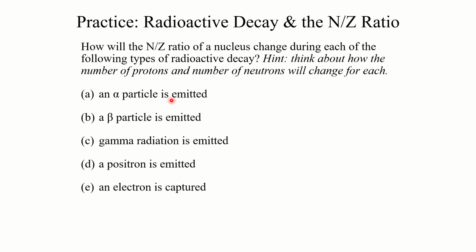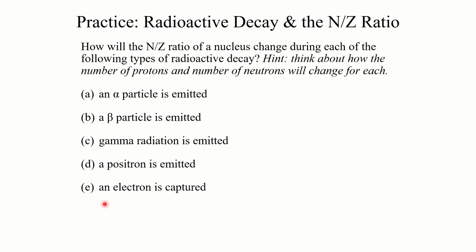Letter B, this one's easy to answer. A beta particle is emitted. So when a beta particle is emitted, remember here, we are converting a neutron into a proton. So when a neutron is converted into a proton, N is going down, Z is going up. And so this N to Z ratio is definitely going to decrease if the numerator is getting smaller and the denominator is getting bigger. So decrease is the answer for letter B. Letter C, gamma radiation is emitted, no change. Remember that gamma radiation being emitted does not affect the mass or the charge numbers.